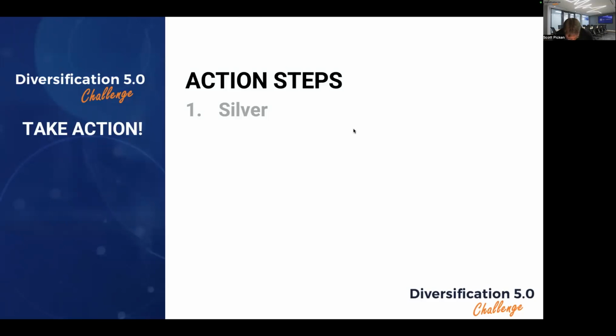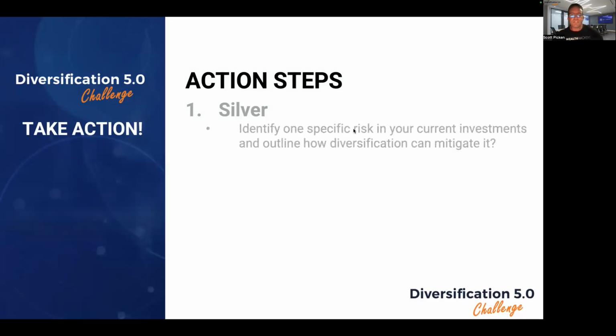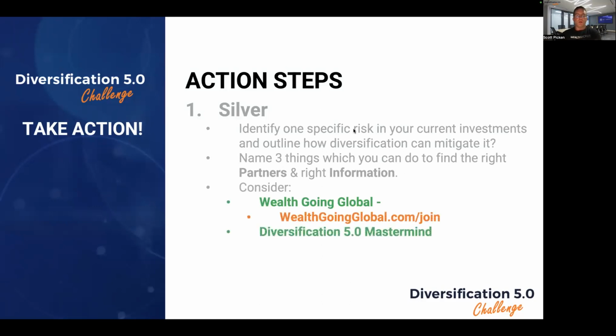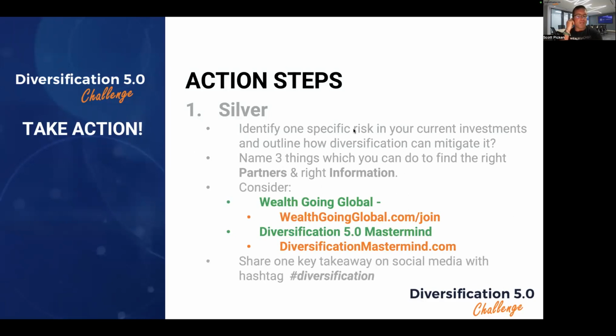In terms of your action steps for today, silver: identify one specific risk in your current investments and outline how diversification might mitigate it. Name 3 things you can do right now to find the right partners and the right information. Consider wealth going global or the mastermind. And finally, share one key takeaway on social media.